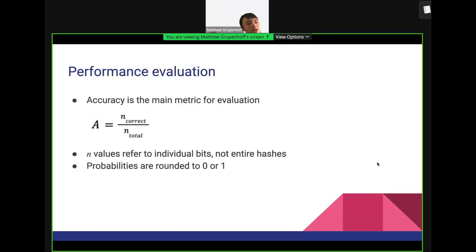And then to evaluate it, once the training is done, a different set of data for evaluation was used. The accuracy was measured by taking the total number of correct bits, not the total number of hashes that are correct. Those probabilities are rounded to 0 and 1 in order to compare, because it's not going to just output either of those, but it should be confident in theory. And that ends up giving this accuracy value, which was recorded.